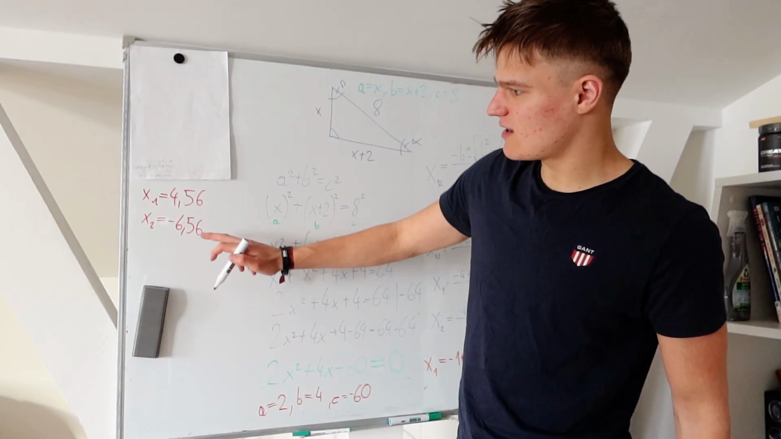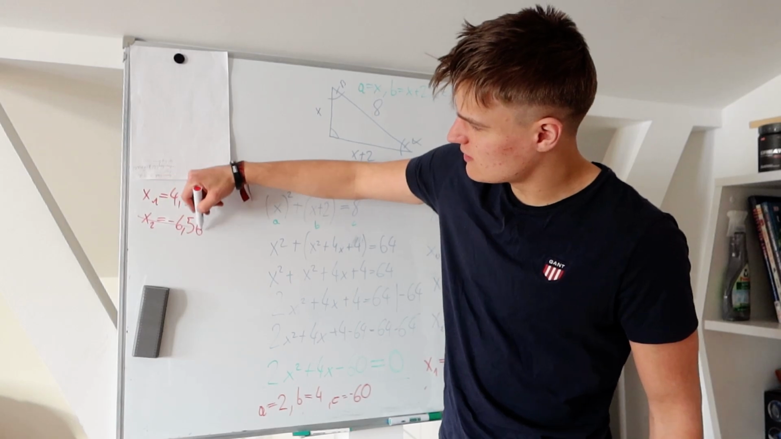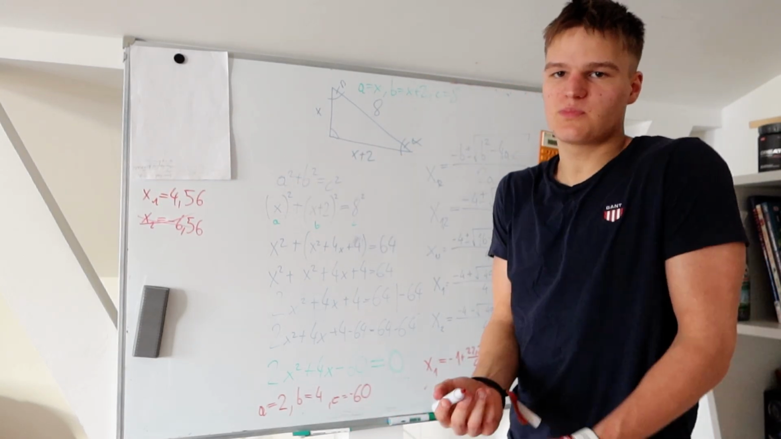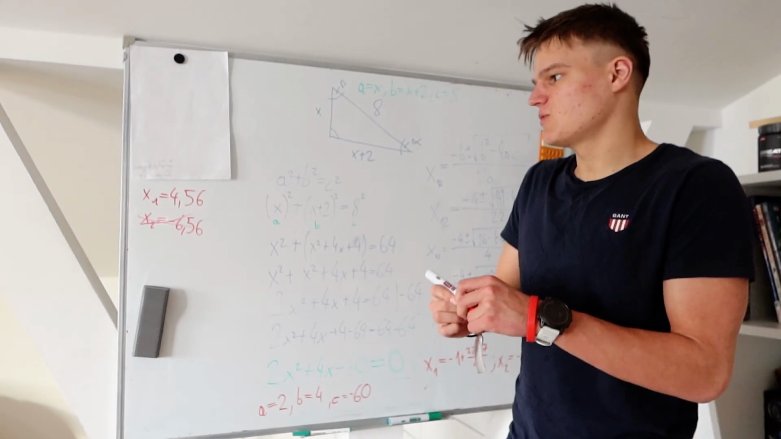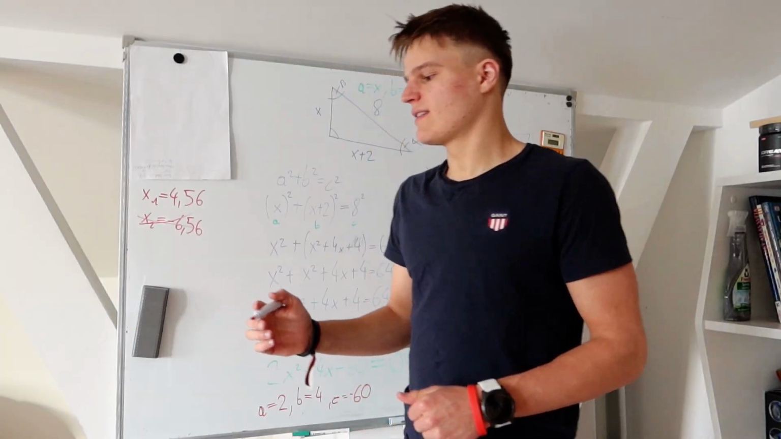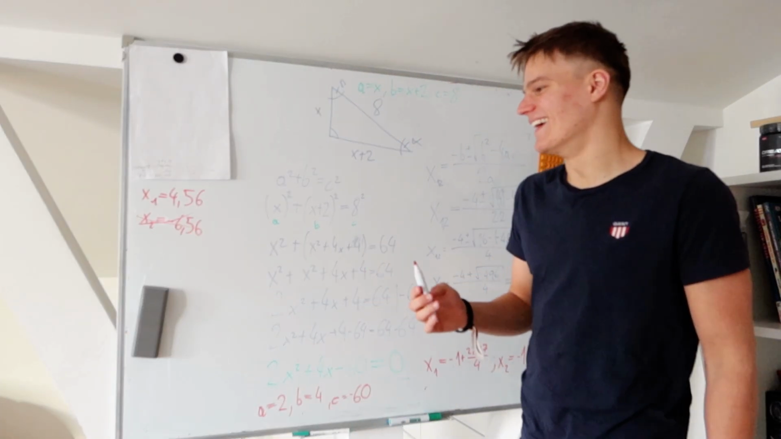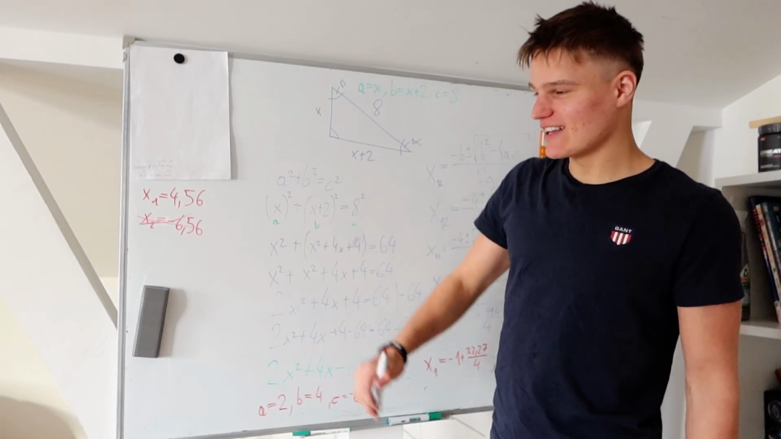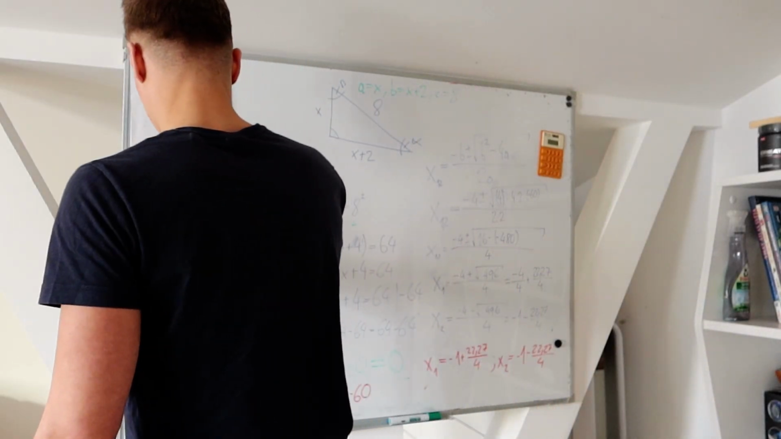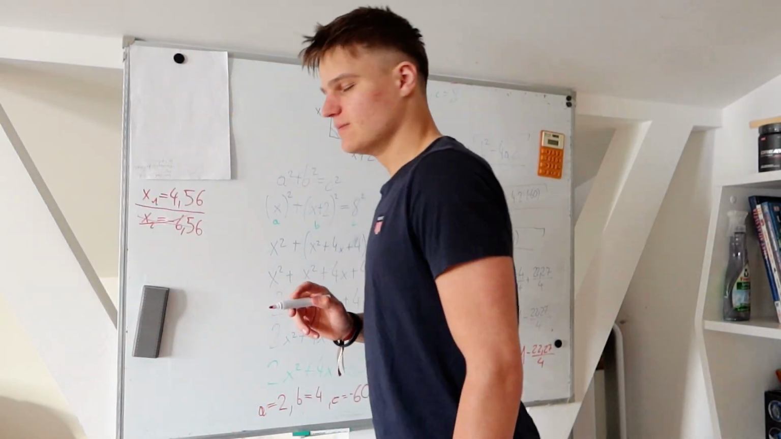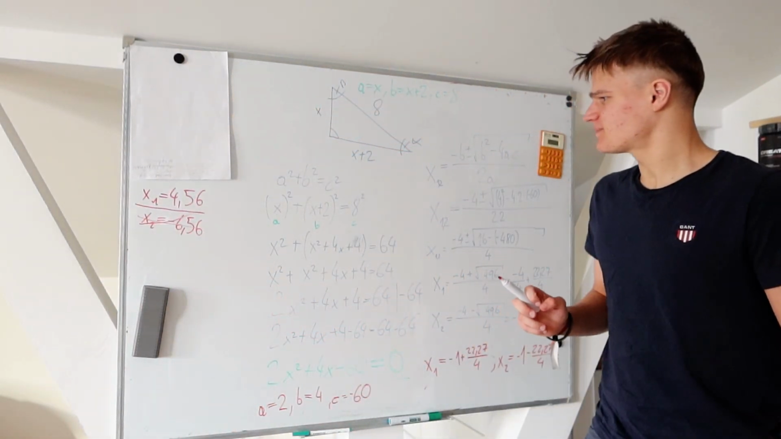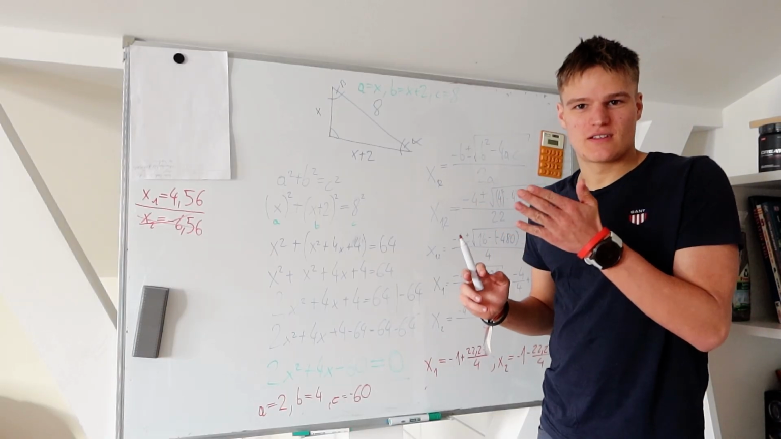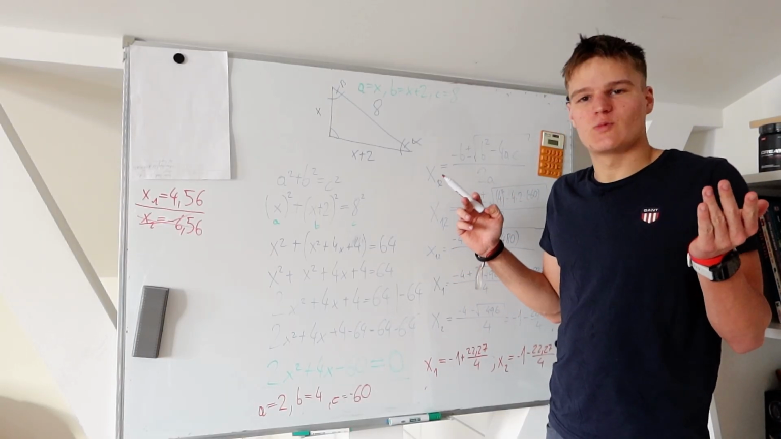So this answer is completely invalid in this example, right? There's basically no use for it because, as we said, a length cannot be negative. So this is our final answer, guys, and this is actually x1 is equal to 4.56. And now the final question here: what does this tell us? x1 is 4.56. What does this tell us?